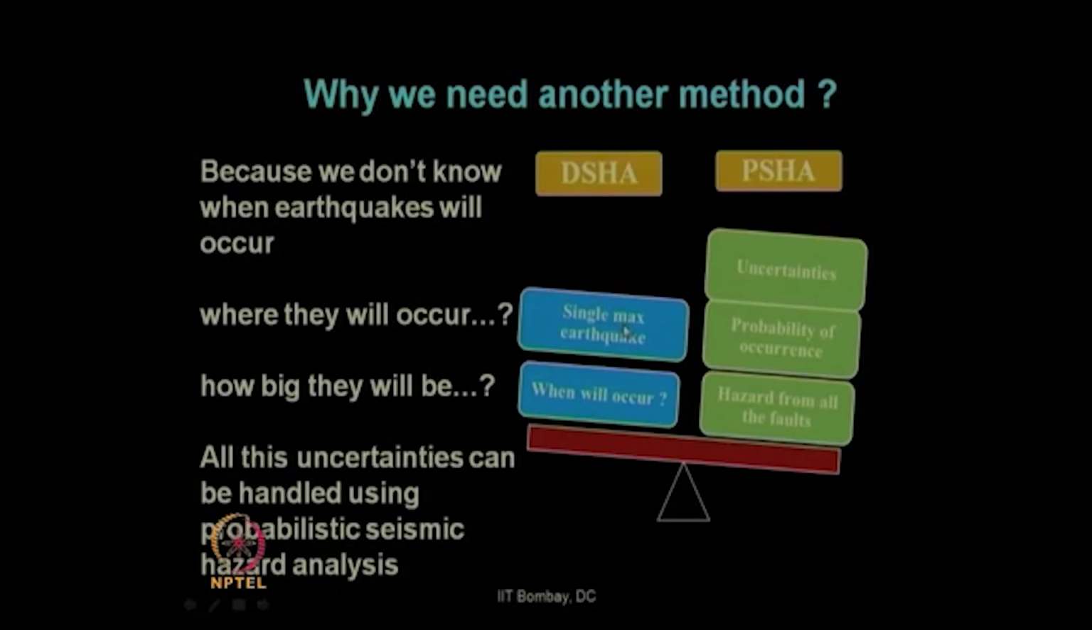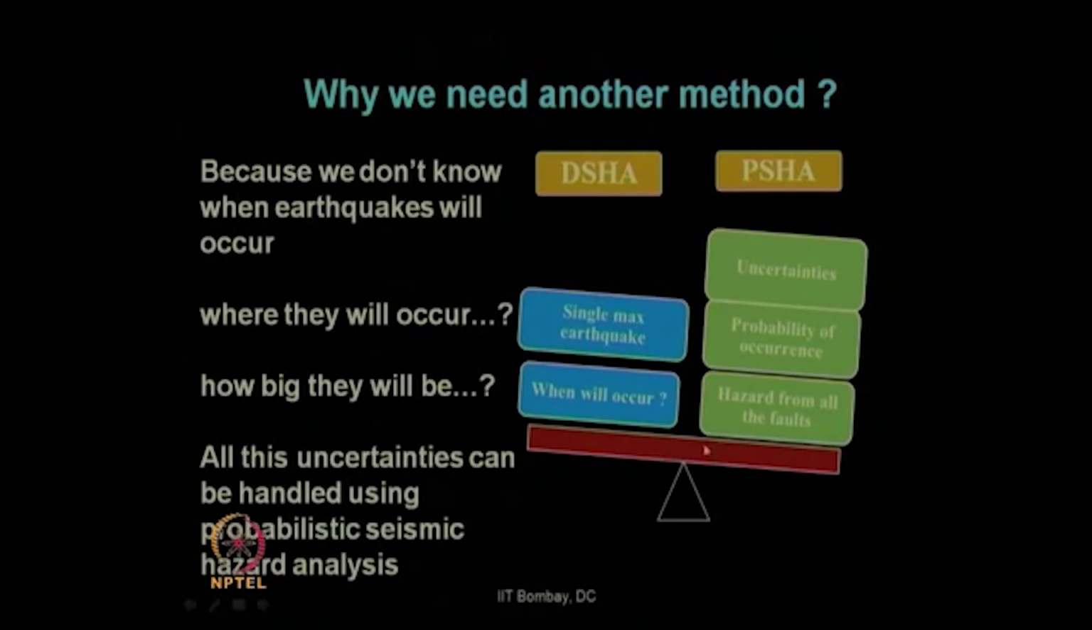So, in DSHA we have a single maximum earthquake in our consideration. We do not consider all other earthquakes. Whatever the maximum value, that only, that is the worst case scenario we consider, and when will they occur, that also is a very big question mark to the community. That is, how far we will go, how many years we will go back. Whereas PSHA, how it is advantageous, why the community shows the inclination towards this, that automatically shows it is more logical. Why? Let us see.